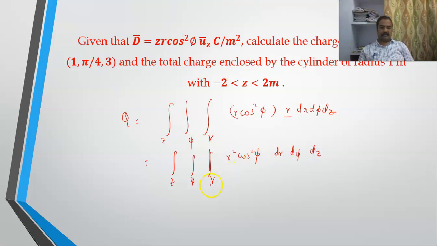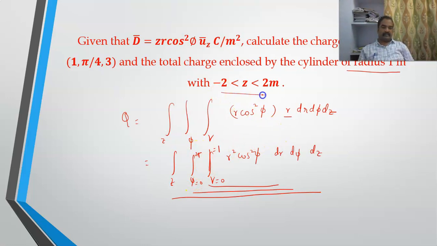First of all I will do with respect to r, next with respect to phi, and later on with respect to z. To do it with respect to r, what are the ranges of r? He has told that the entire cylinder has a radius of 1 meter. So the minimum value of r is 0, the maximum value is 1. For the entire cylinder, phi minimum is 0 and maximum is 2 pi. And z varies from -2 to +2. This is how we determine the limits: 0 to 1 for radius, 0 to 2 pi for angle, and -2 to 2 for z.